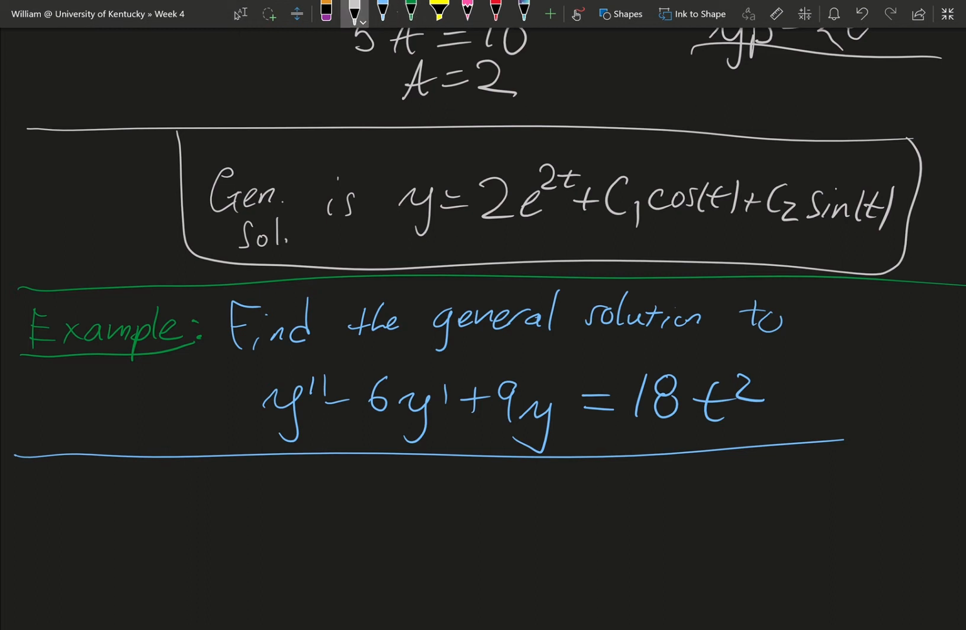So again, not going to show it, but our complementary fundamental set of solutions to this problem is just going to be e to the 3t and t e to the 3t, because our characteristic equation is going to have a repeated root.